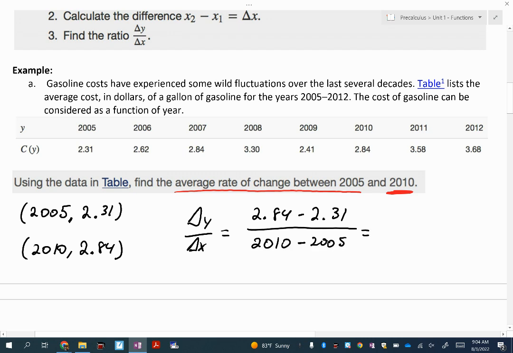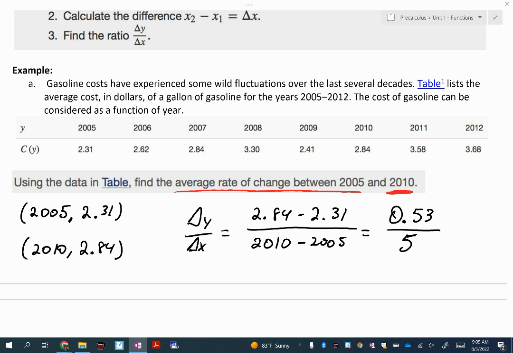You can use your phone as a calculator or go to Desmos if you want to do the subtraction here, but you probably could do this numerator in your head. That's going to be 0.53 over 5. I am going to simplify that and finish the division, but just for a moment, let's pause to think about what this means. This means that over those 5 years, the average change in your price per gallon of gasoline is 53 cents.